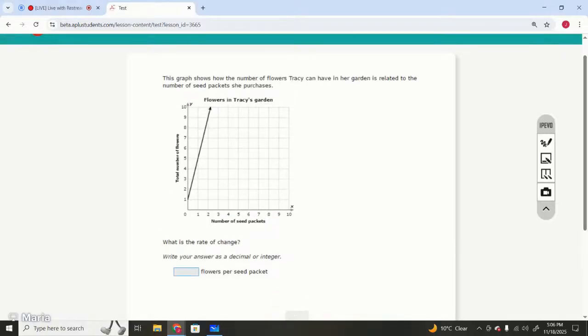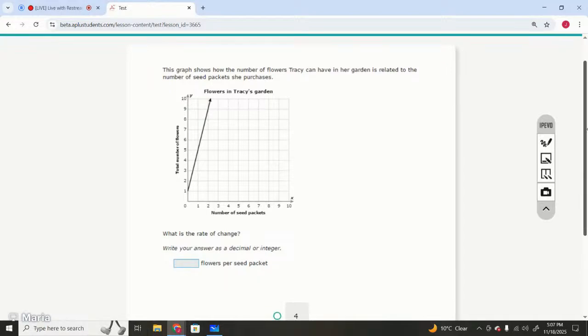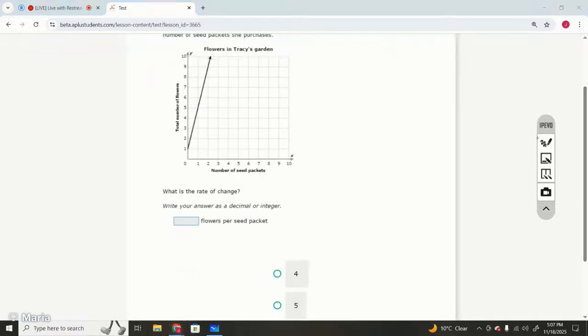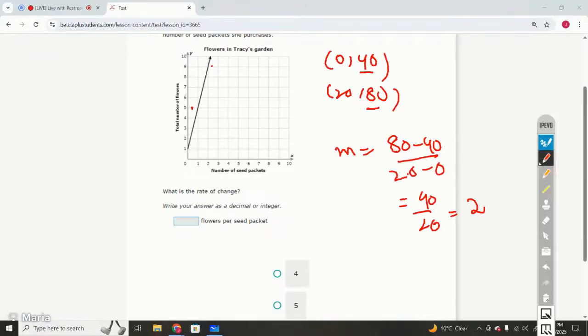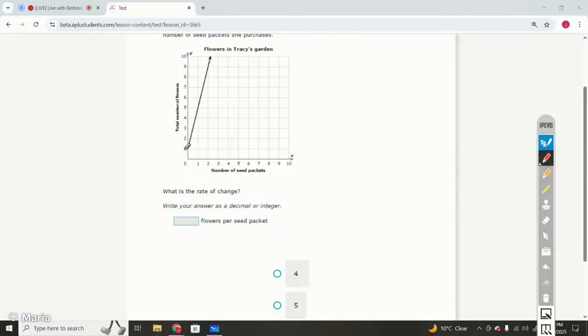This graph shows how the total number of flowers Tracy can have in her garden is related to the number of seed packets she purchases. What is the rate of change? So we need to calculate the slope of the graph. So just select any 2 points. Here is the first one and here is the second one. X is 0, y is 1, x is 1, y is 5.